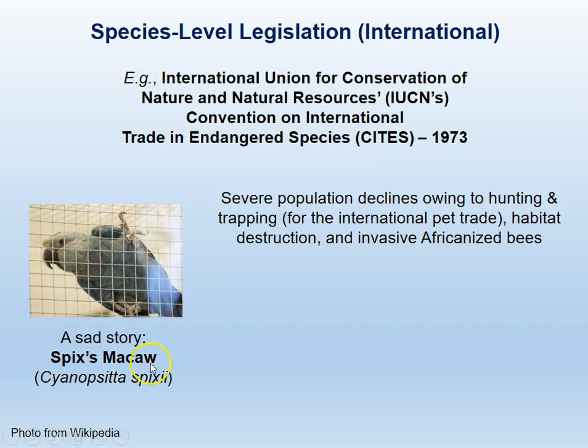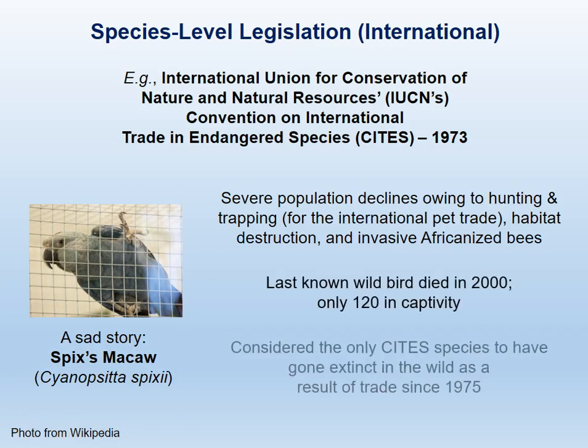So this is a not great one here. This is the only species where it's failed. The Spix's macaw has gone extinct in the wild. It's the only one from CITES to have gone extinct because of trade since 75.